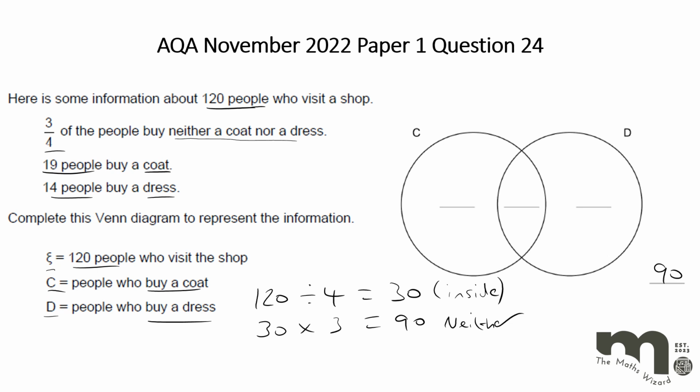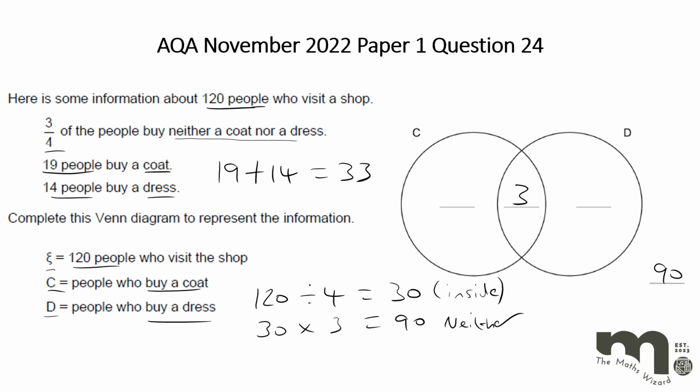Now we've got 19 people buying a coat and 14 people buying a dress. So if we add those two numbers together, we get 33. And that is, you will notice, slightly more than 30. It's actually 3 more than 30. And that's because those 3 people bought a coat and a dress. They bought both options.